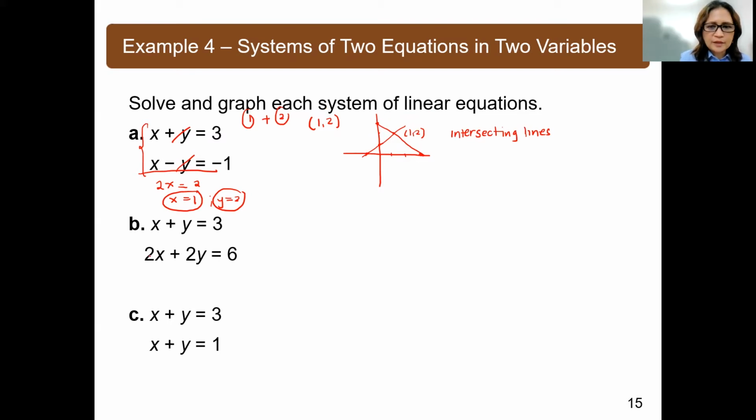Okay, what about for letter B? We will have x plus y equals 3, and 2x plus 2y equals 6. And we can see that equation 2 is just a multiple of equation 1, right? So if I multiply equation 1 by negative 2, we have negative 2x plus 2x is 0, and negative 2y plus 2y is also 0. Negative 6 plus 6 is also 0.